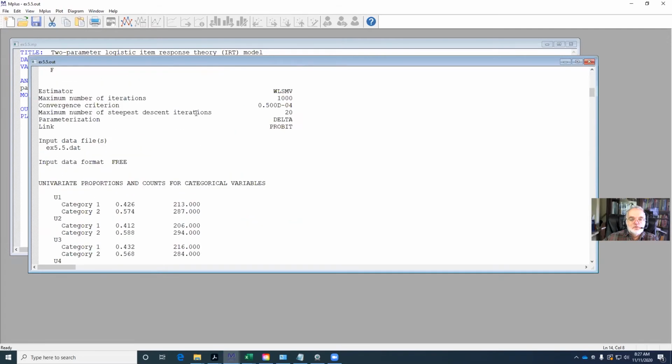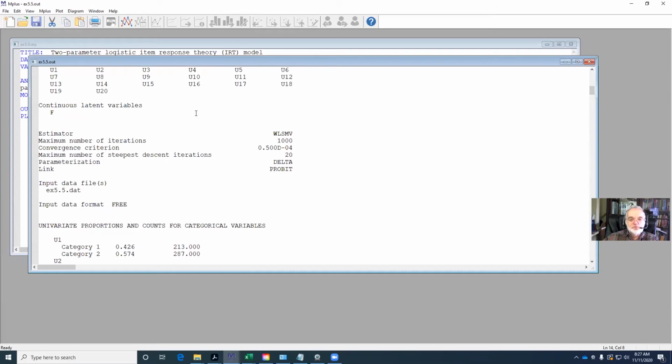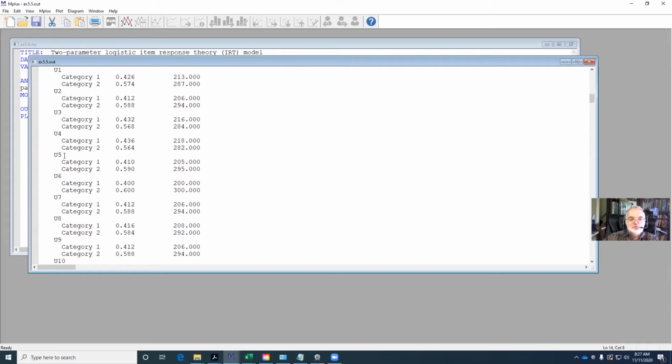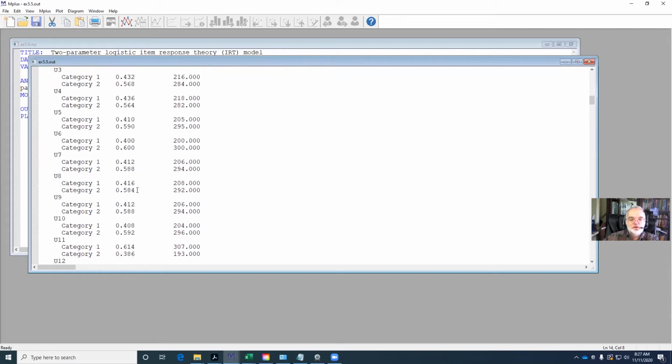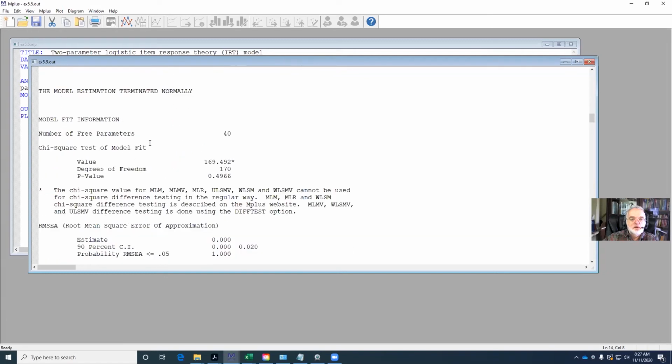And let's just, for the moment, walk through this printout and see if this generates any questions. Here's my 20 items, and here are the proportions of zeros and ones I have in the data. Here's my factor, my fit results. This is my chi-square. And as I mentioned last time, we can't take this chi-square and do chi-square differences on it.